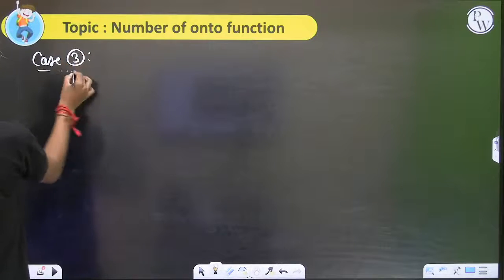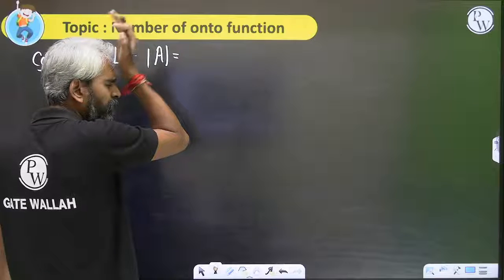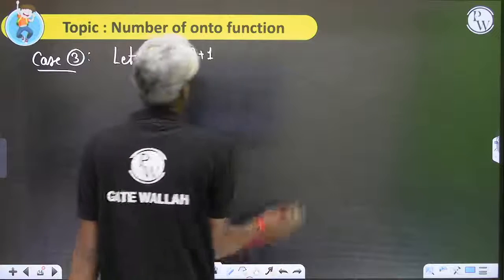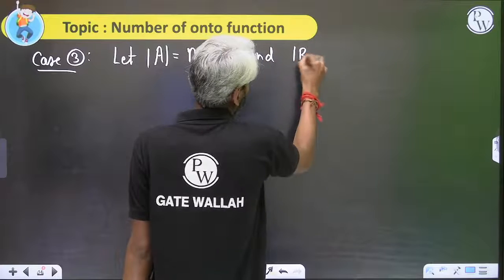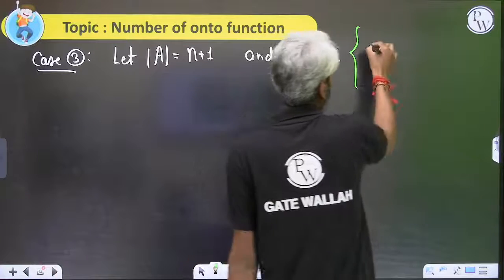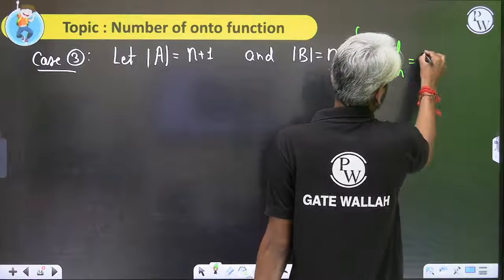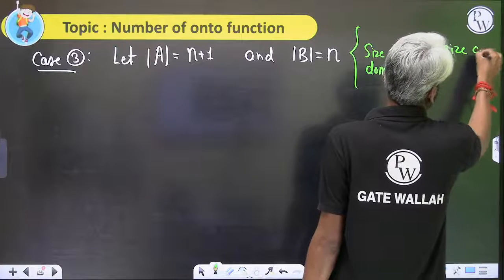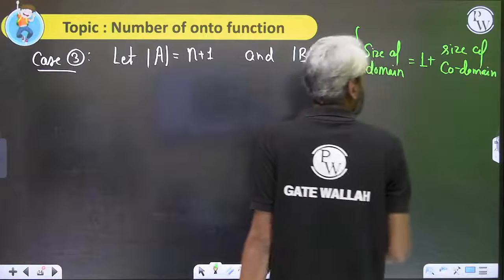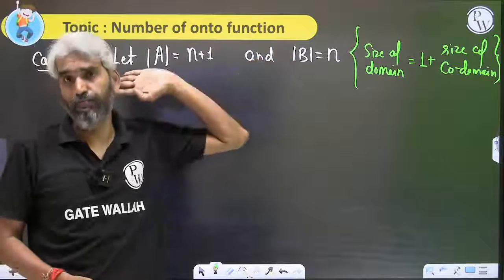So what is case 3? Let |A| be n plus 1 and |B| equal to n. So what actually is the size of the domain? It equals 1 plus the size of the codomain. So this is the third case, when the size of the domain is exactly 1 more than the size of the codomain.